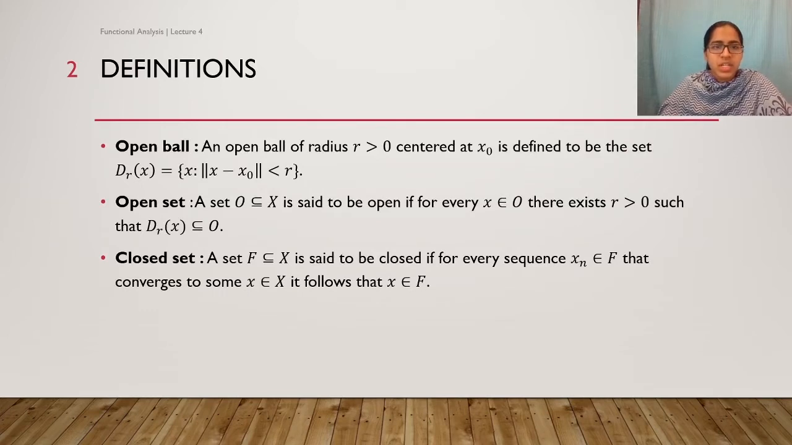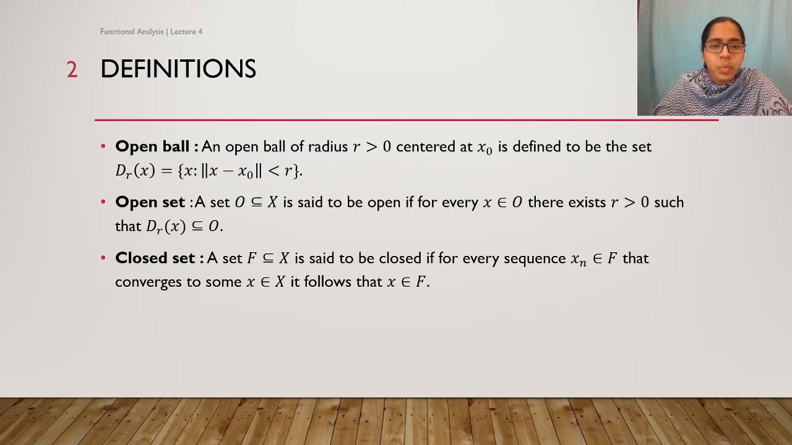The first definition is that of an open ball. An open ball of radius r greater than 0 centered at x dot is defined to be the set, denoted by d_r of x dot, equal to the set of all x such that norm of x minus x dot is less than r. So an open ball is the set of all elements whose distance from x dot is less than r. So the radius of that open ball is r and the center is x dot.